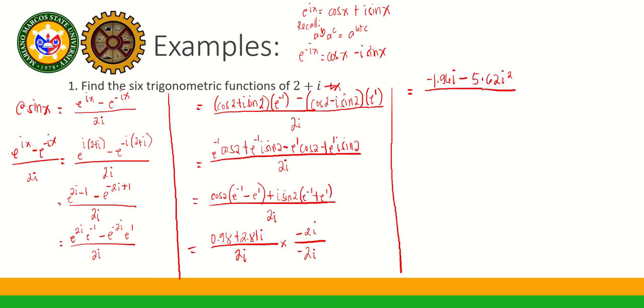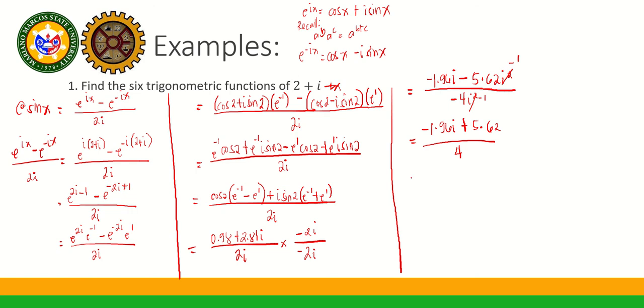And we all know that i squared is equal to negative 1. And then 2i times negative 2i is equal to negative 4i squared, and i squared is equal to negative 1. So this will be equal to negative 1.96i. And then negative times negative is positive, so 5.62, all over negative times negative, which is positive 4.